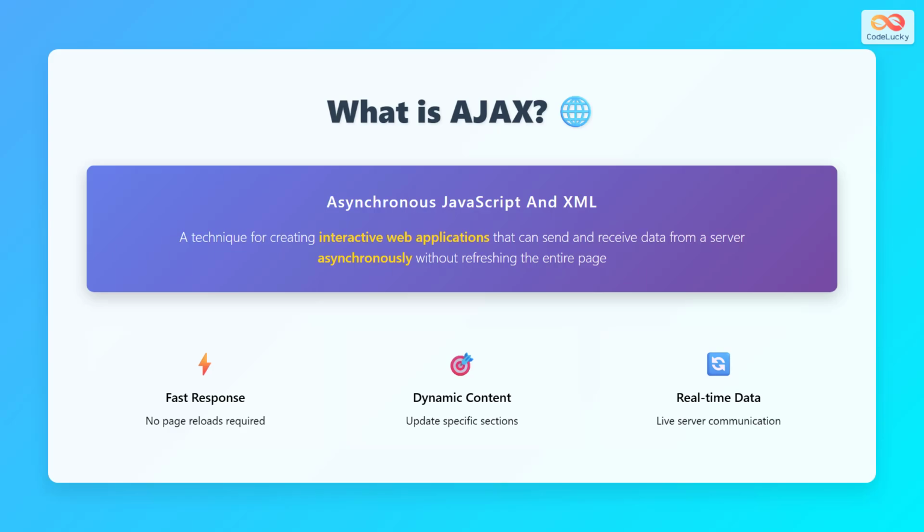Let's define AJAX. AJAX stands for Asynchronous JavaScript and XML. It's a powerful web development technique that enables you to create interactive web applications. The key feature of AJAX is its ability to send and receive data from a server asynchronously. This means your web page can communicate with the server in the background without needing to refresh the entire page. This leads to a much smoother and faster user experience.